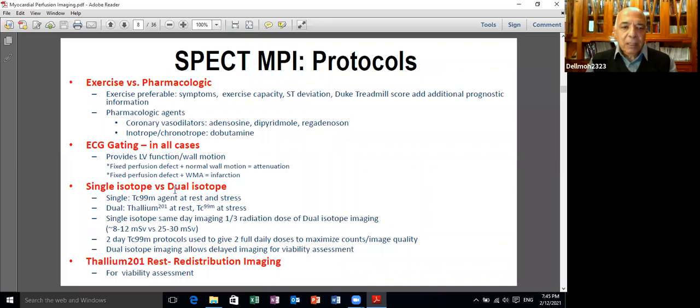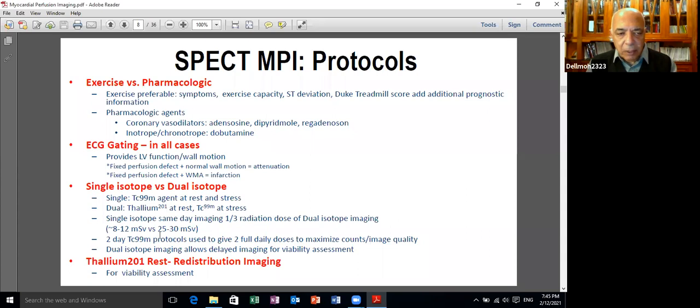We use, as I said, the single isotope technique. We use thallium only when we are testing viability, no longer for just the MPI. And we use the dual isotope technique in patients with a large body mass or patients who are obese, in order to give a larger dose on 2 consecutive days. And in this way, we can get an idea about what's going on with a crisp picture reproduced.